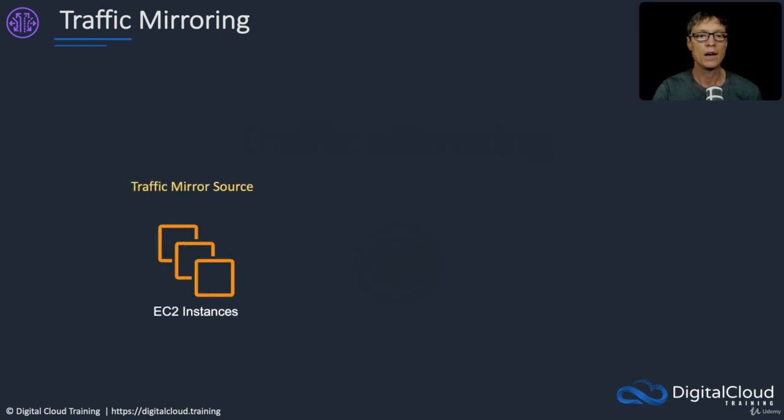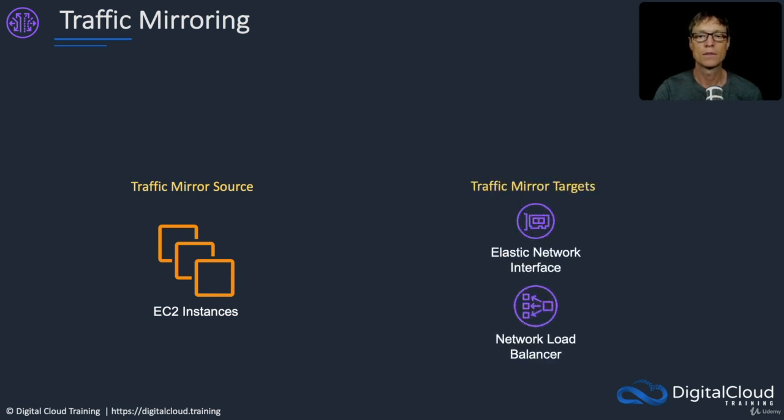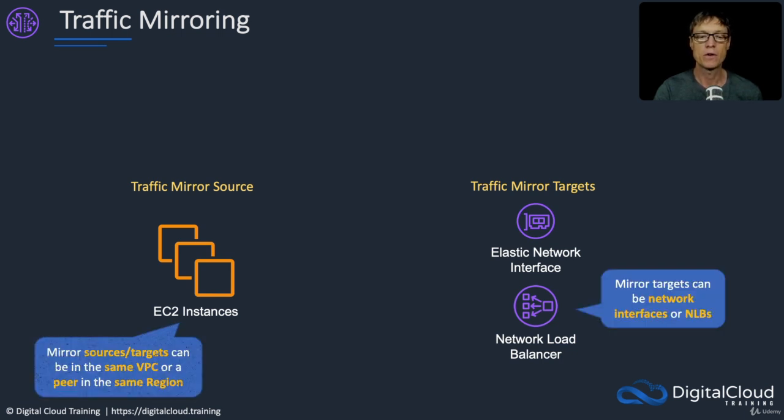So firstly, you have a mirror source. This can be an EC2 instance or a collection of EC2 instances. And then you have mirror targets. And there's a couple of options here. You can point it at a load balancer, or you can point at an Elastic Network interface. So there are two different types of mirror targets. The mirror sources and the mirror targets can be in the same VPC or a peer VPC as long as it's in the same region.